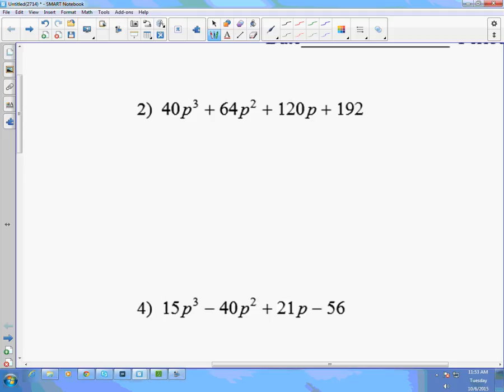GCF. With your neighbor, would you look through that and see if there's a GCF that I can get pulled out? Your calculators, I know it's a big number, divide them out. And it's the greatest. Not just any factor, it needs to be the greatest factor that goes in all of them. It's the largest number that divides into 40, 64, 120, and 192.